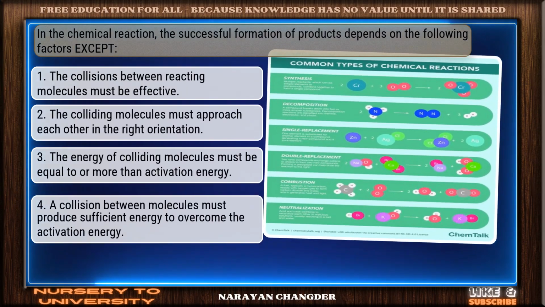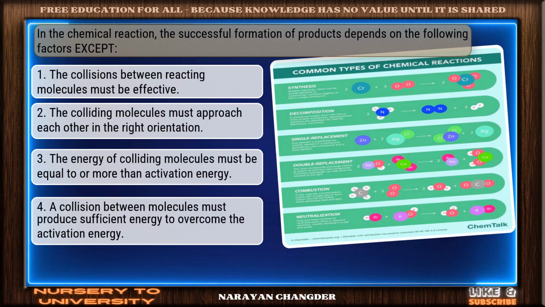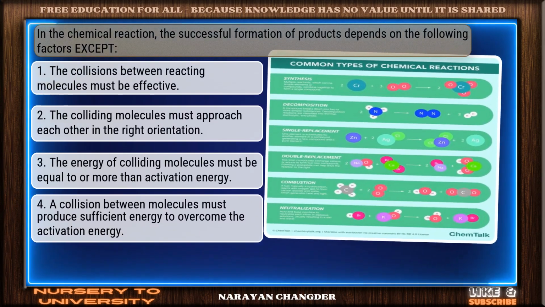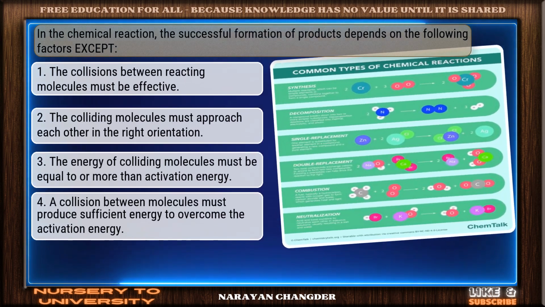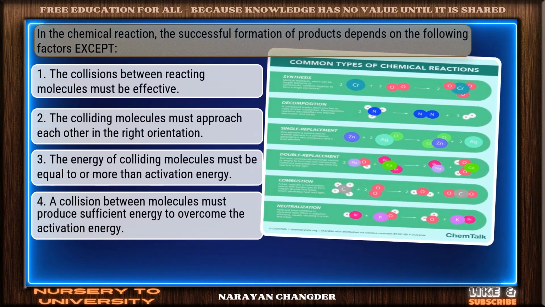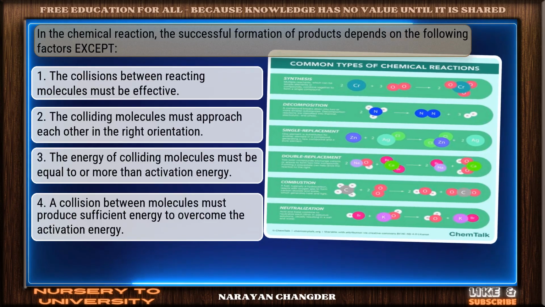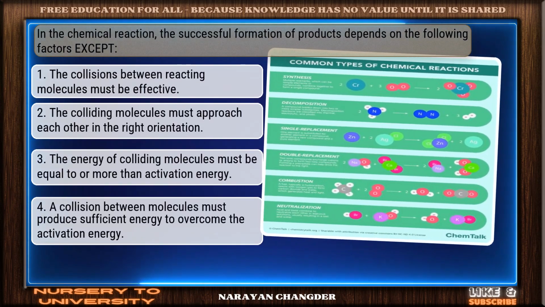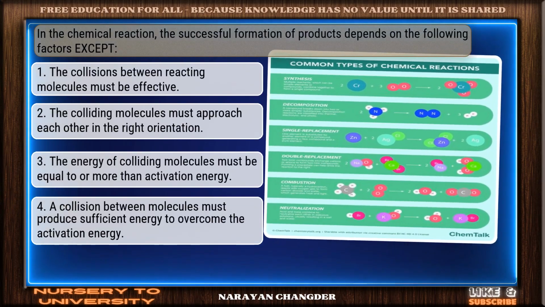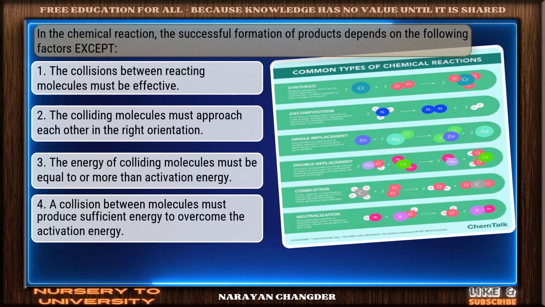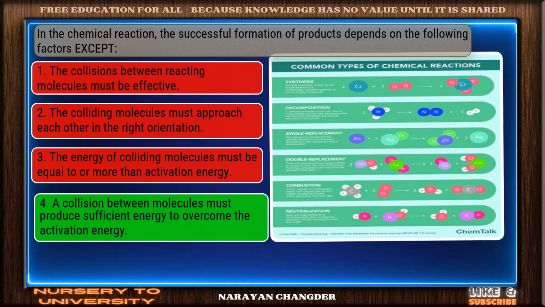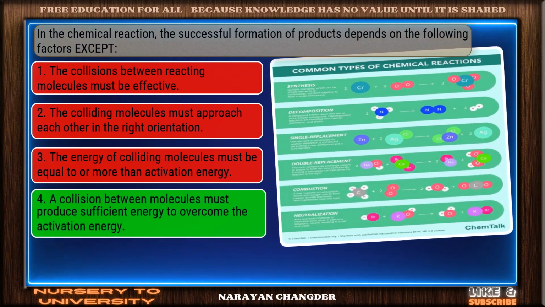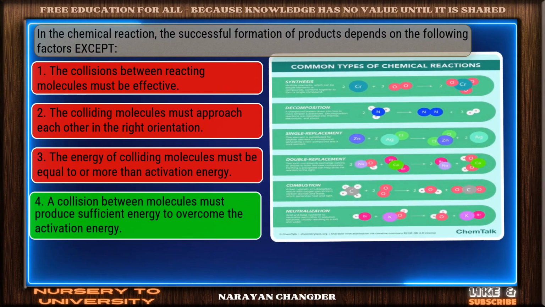Option 1, the collisions between reacting molecules must be effective. Option 2, the colliding molecules must approach each other in the right orientation. Option 3, the energy of colliding molecules must be equal to or more than activation energy. Option 4, a collision between molecules must produce sufficient energy to overcome the activation energy. Good job. A collision between molecules must produce sufficient energy to overcome the activation energy.